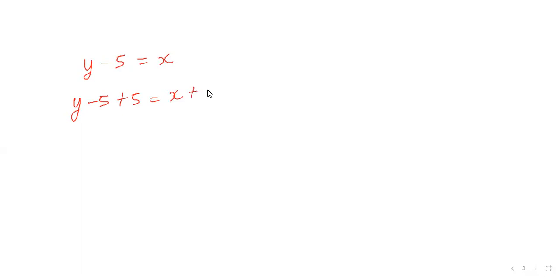Okay, so if you are using the balancing method, you want to get rid of this negative 5, sorry. So opposite of negative 5 is positive 5. So you add both sides by 5. You should have 5 on the left hand side and 5 on the right hand side. Then you realize that these 2 would have cancelled, right? Left with y is equal to x plus 5 as your answer.